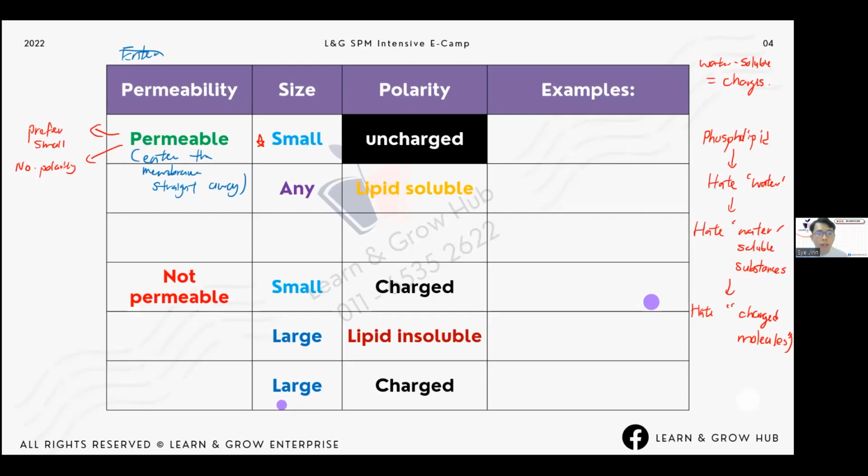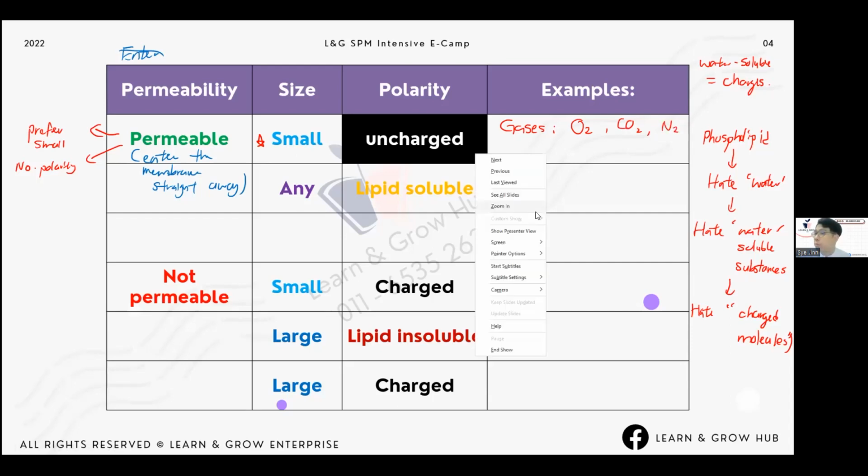So if you want the phospholipid bilayer to allow them to enter, the first criterion is that they must be very small and mostly uncharged. An example is all of the gases you can think of. For example, oxygen, carbon dioxide, nitrogen, and so on. But the student could make a mistake here.